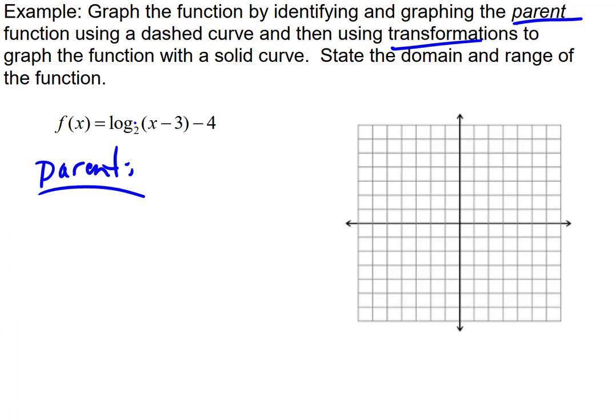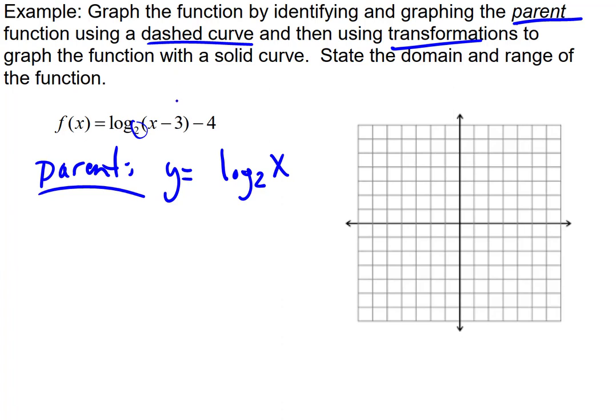Remember, we keep the same base, which is defined as base 2 here. So for our parent function, we'll say this is just log base 2 of x. Notice the parent function has none of the bells and whistles that would move, shift, slide, shrink, or stretch. None of the transformations show up in the parent. So with just y equals log base 2 of x, we want to start by graphing that with a dashed curve and then adjust it.